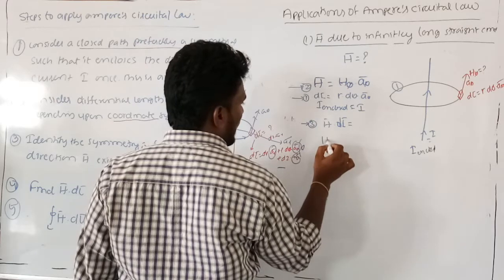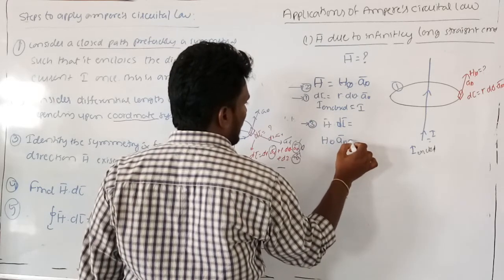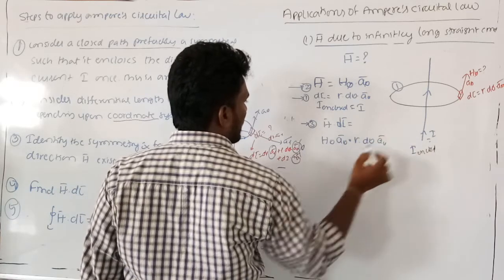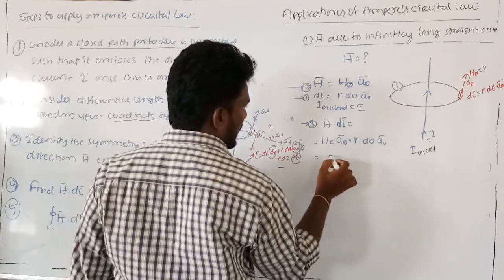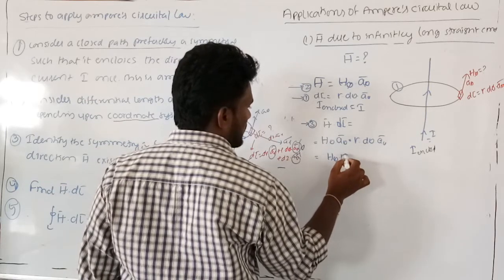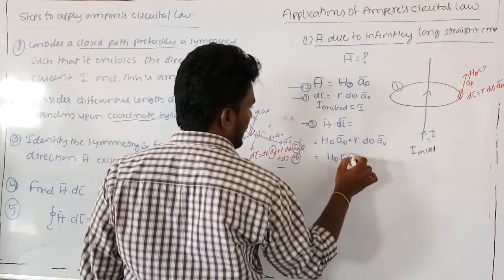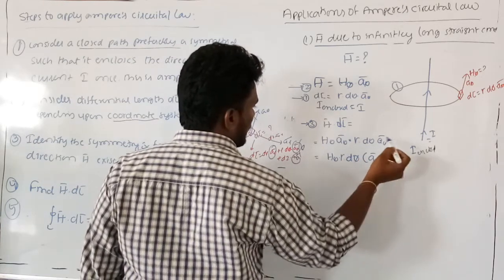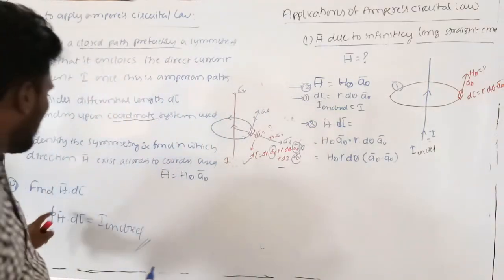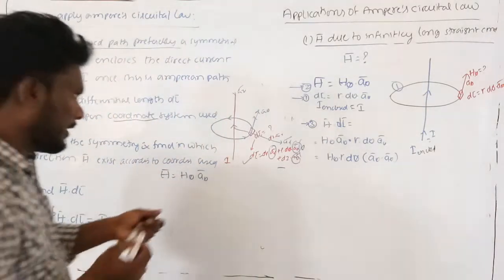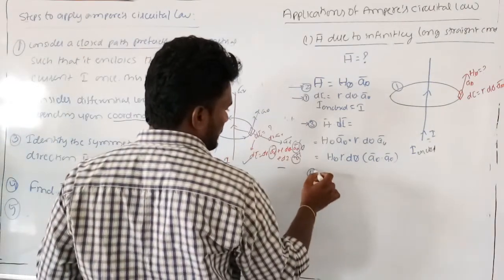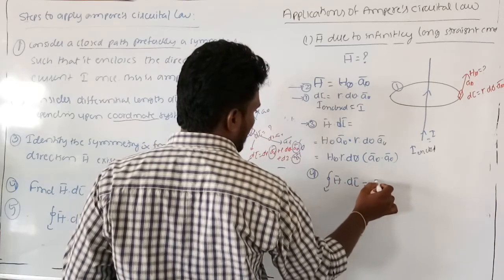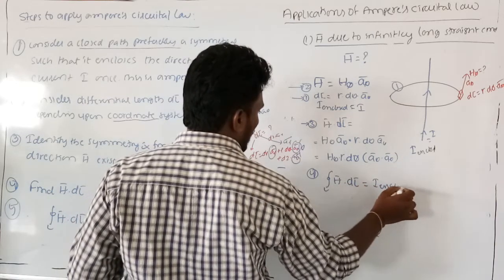Now what is H bar here? H phi a phi bar dot dl bar, which is what here? r d phi a phi bar. H phi is constant here, r is constant here, and the dot product between a phi bar and a phi bar is equal to 1. The last step is to do the line integration over H bar dot dl bar and equate it to I enclosed.